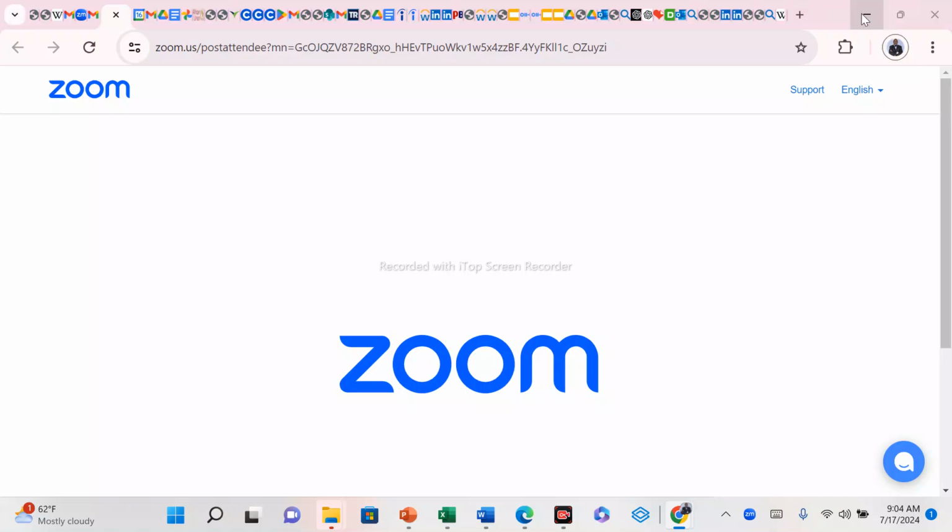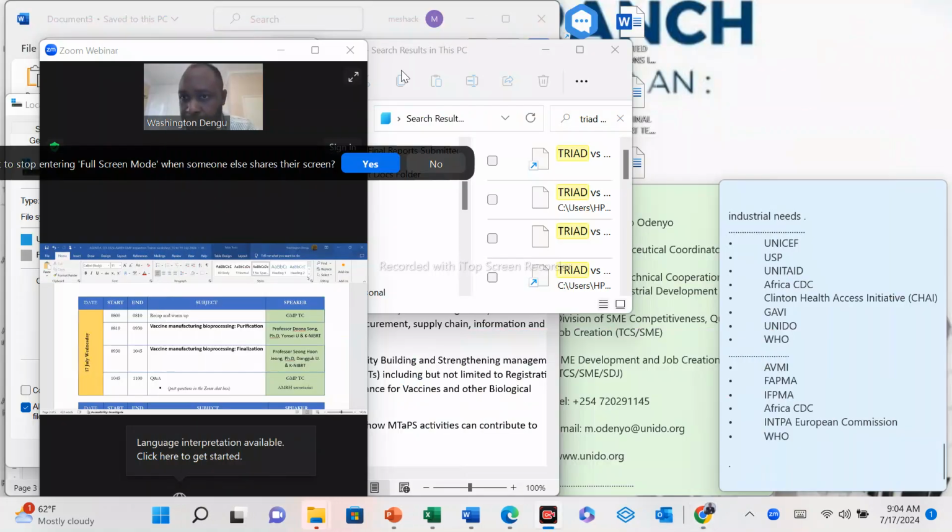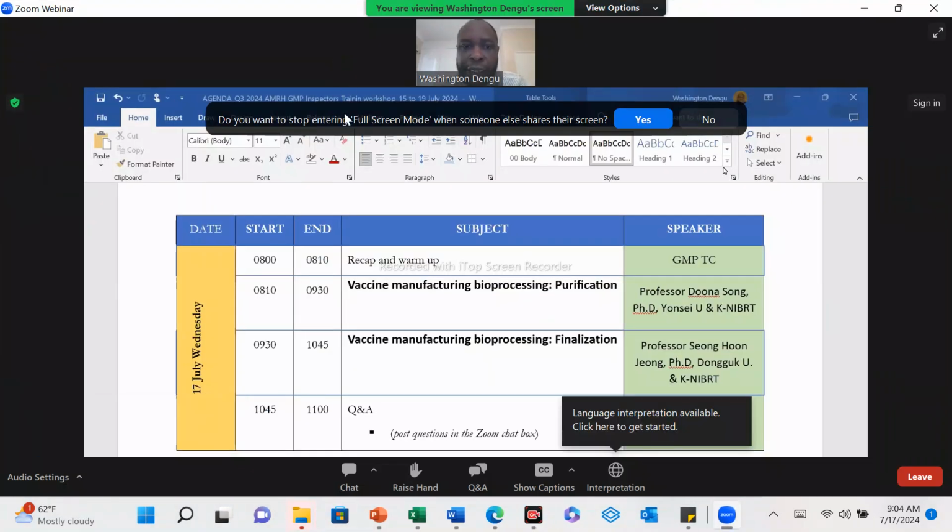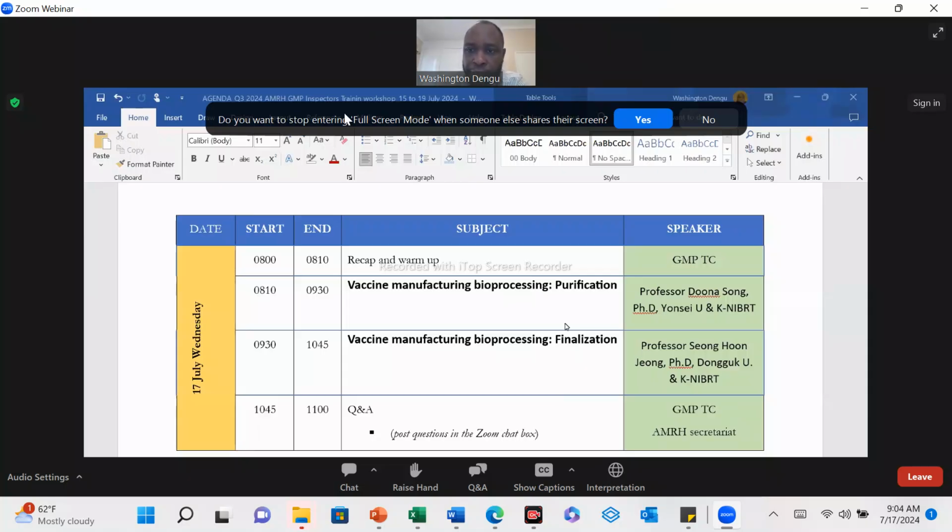purification, as well as the finalization of the downstream processes. And we are looking forward to great presentations from Prof. Song, as well as Prof. Hun Jong, or from Kenai Beta Institute as well.